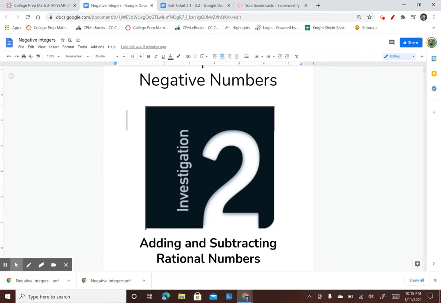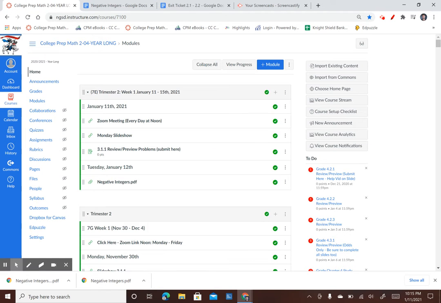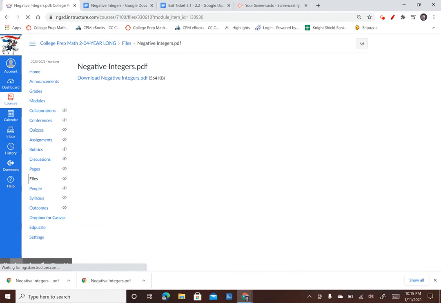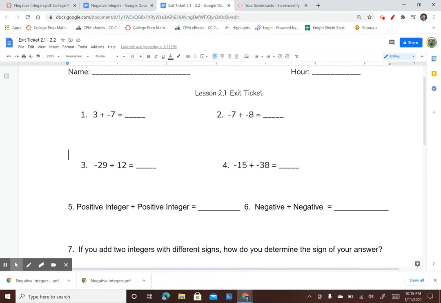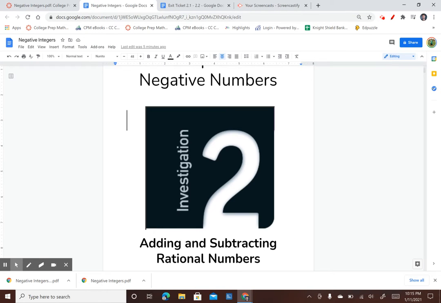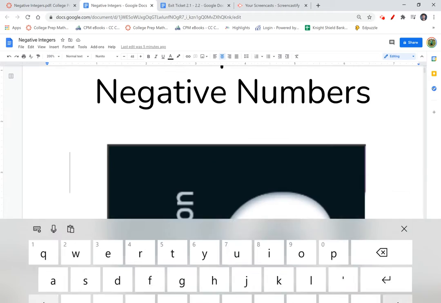Hopefully, you have this packet. You can pick it up at the office if you've not already done so. Otherwise, you can also go over here to Canvas, and you'll find located under Tuesday, January 12th negativeIntegers.pdf, and that is the packet we're going to be working from today. So, without further ado, let's go ahead and get started. Let me zoom in here for you.